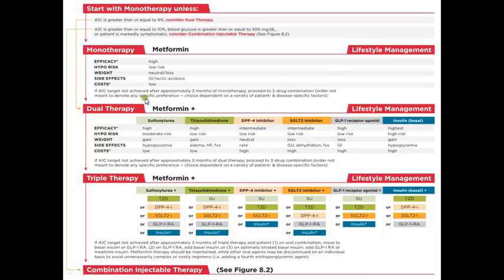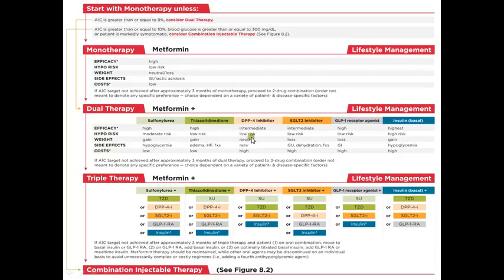The order is not meant to denote any specific preference. You can choose any one of these drugs, depending on the patient's requirement and the patient's condition. Sulfonylurea you can give if the patient is not obese, because sulfonylurea can lead to weight gain. And in a patient who has heart failure, you will not consider giving thiazolidinediones.